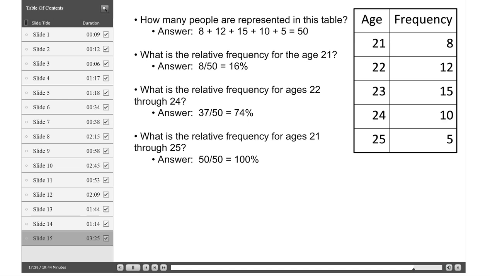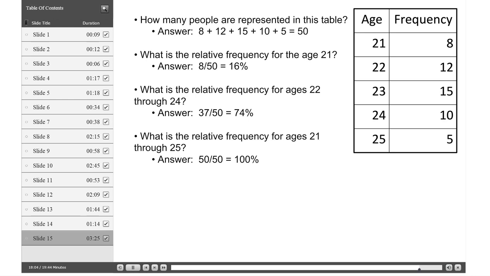Second question says, what is the relative frequency for the age 21? Well, again, relative frequency represents percentage. If we want to know the percentage of people who are 21, we take the number of people who are 21, which is 8, and we divide that by the total number in the data set, which is 50. 8 divided by 50 is 0.16, which is equal to 16%. So the relative frequency of 21 is 16%.